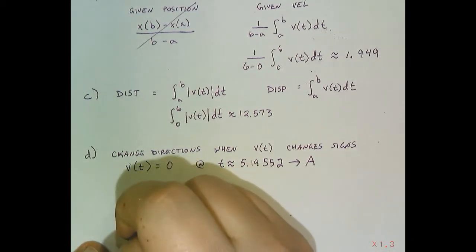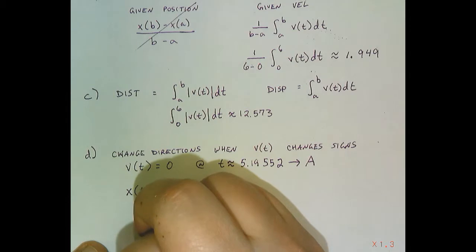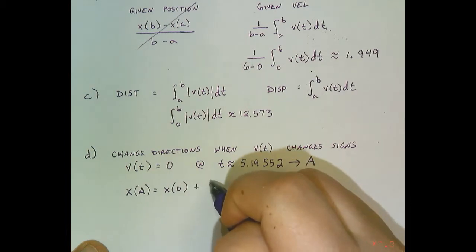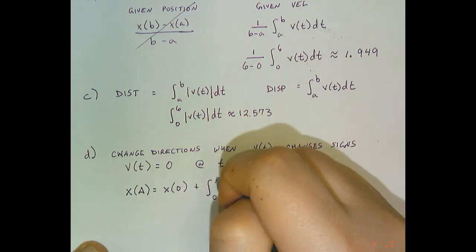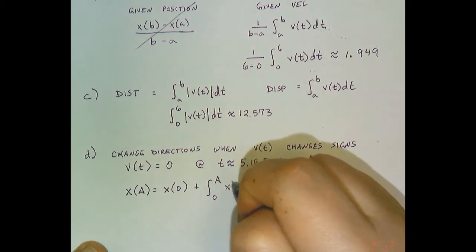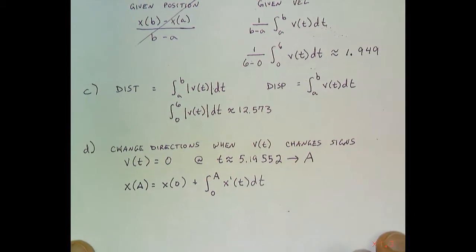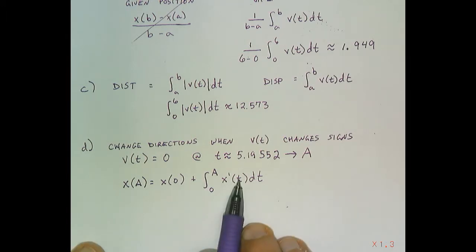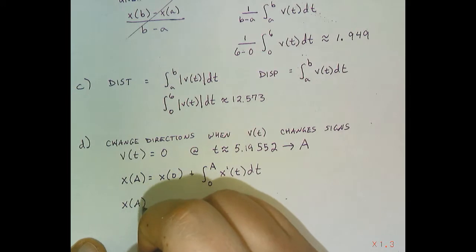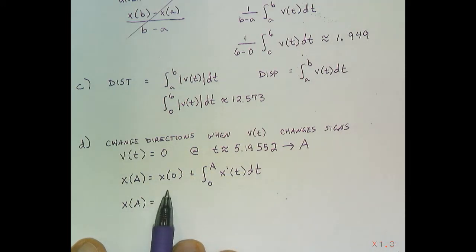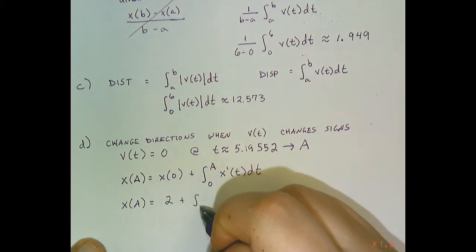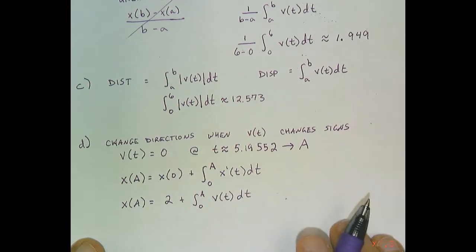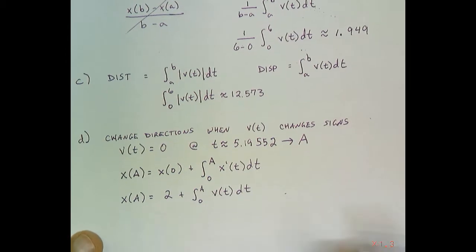So the position at time A is equal to the position of where I started plus the accumulation from start time to time A of the rate of change of position. This is the fundamental theorem of calculus rewritten. What I have is equal to what I started with plus what I accumulated. So x of A is equal to the position they give us at time 0, which is 2, plus the integral 0 to A of x prime, which is the same thing as v of t, dt. So this is what I want to type into the calculator to find the position at time A.